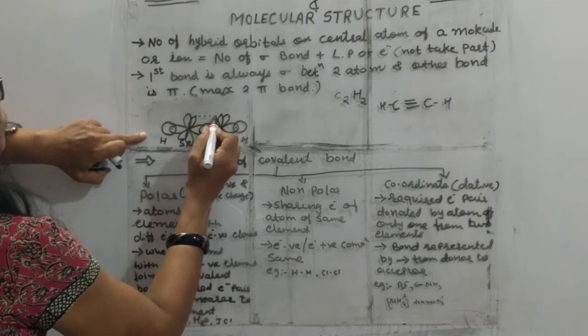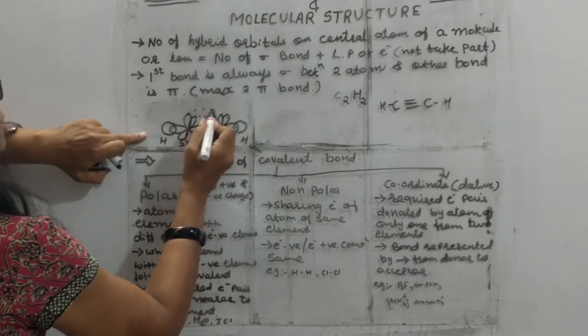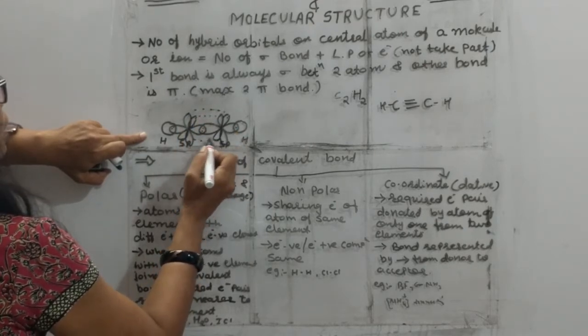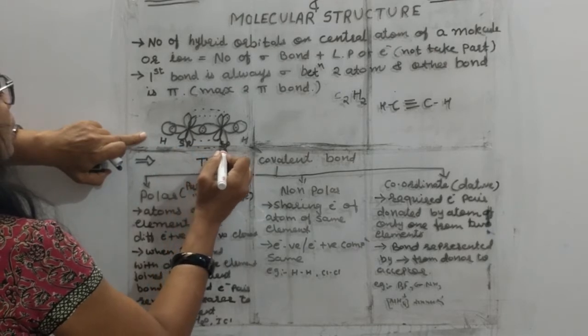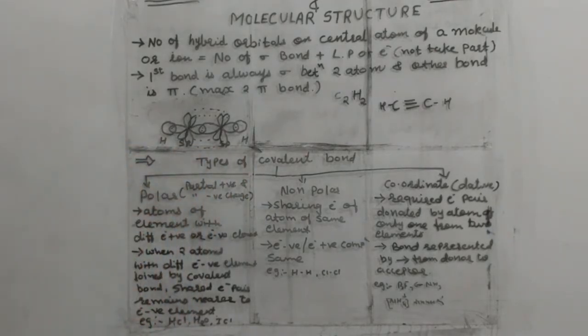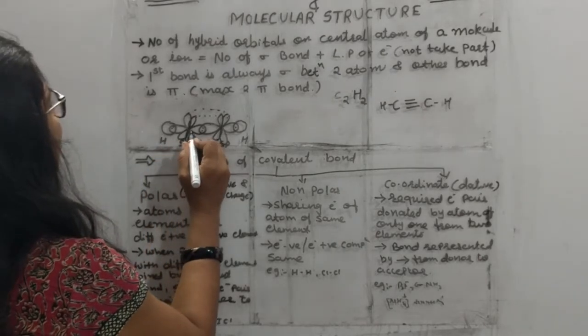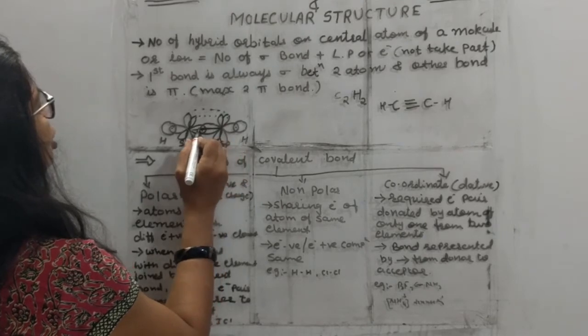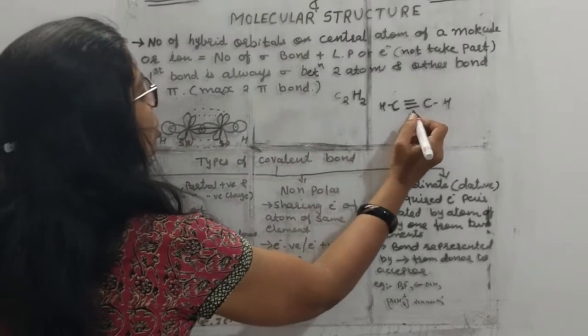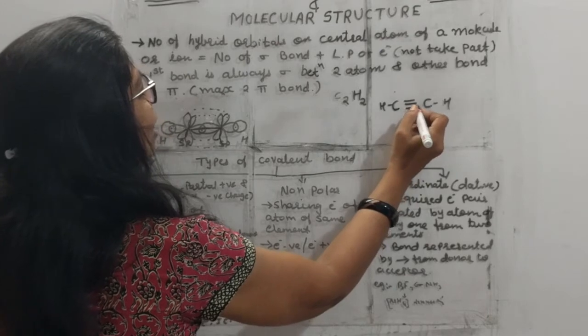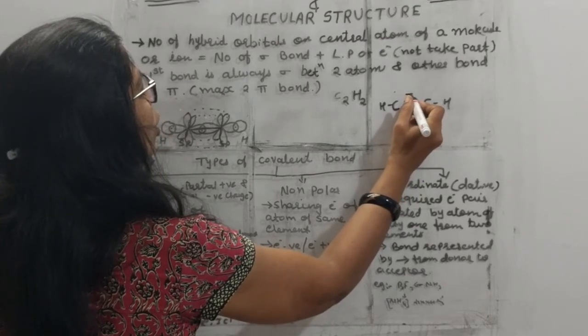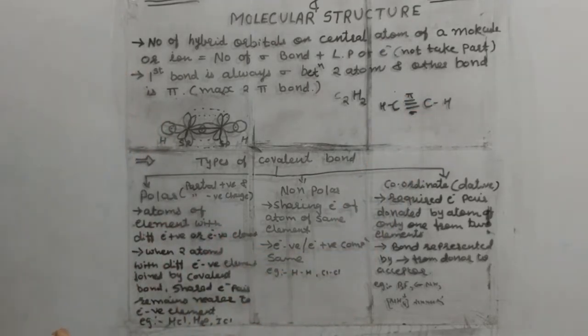Now this bond formation is possible because this bond is known as the pi bond. So here the bond between this Px and Px, which is formed firstly, this bond is sigma bond and the remaining two bonds are pi bonds.